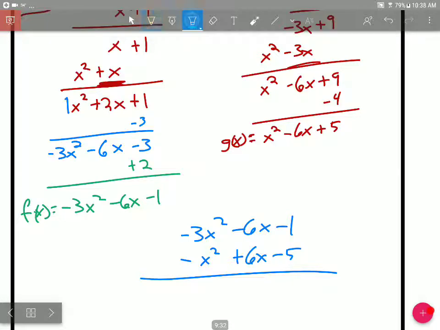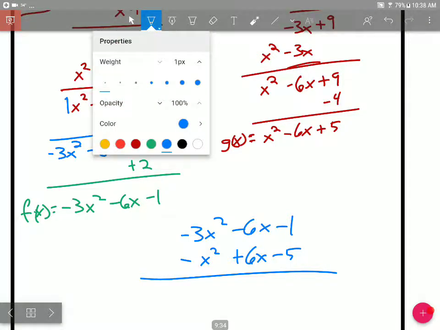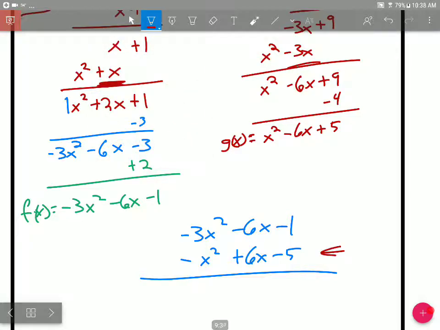Can anybody tell me what we did to that second function? How did I change it? Yeah, we switched, well, not just the x squared, but I switched all the signs. Why did I switch all the signs?